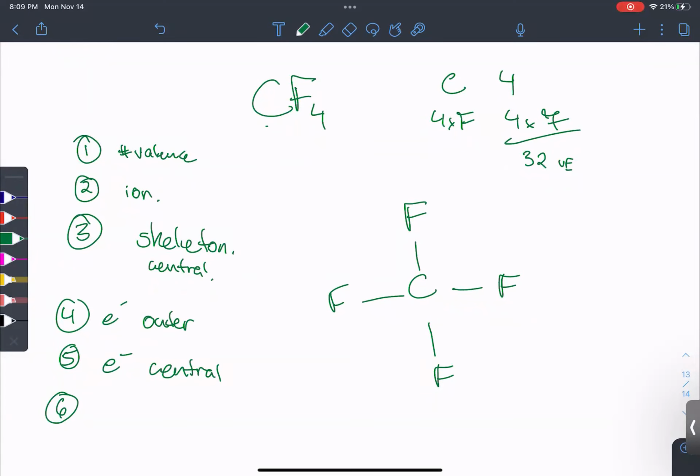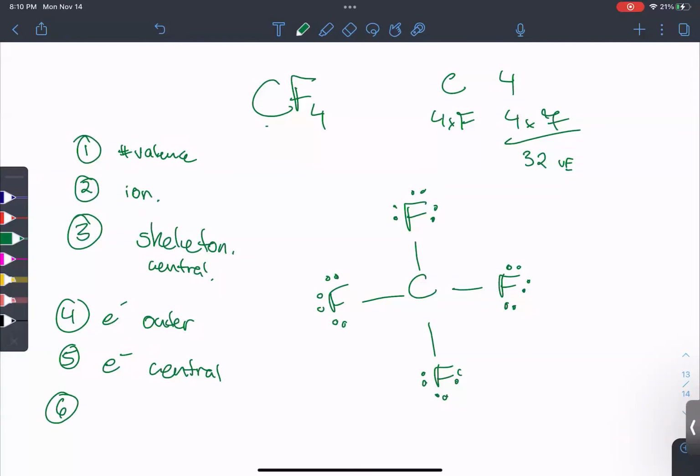So let's go back to step 4. We want to complete octets of all our outer atoms. We have 8 electrons so far. You need to be cognizant of fulfilling octets and keeping track of how many you're allowed to spend. So 8, 9, 10, up to 32. I completed all the outer atoms' octets, but do I have any leftover electrons to put on the central atom? No, I don't. So I'm done.